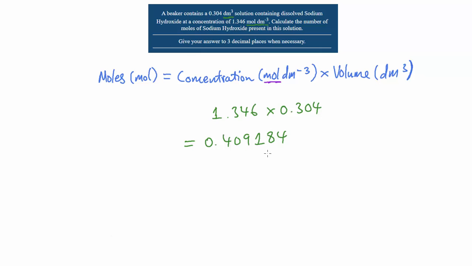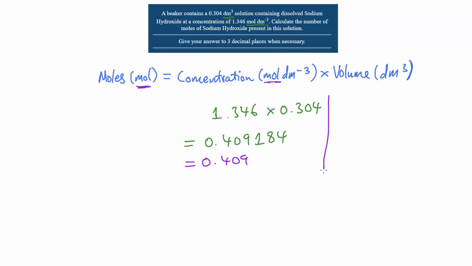Part of what we do need to pay attention to is that the question asked us to give our answer to 3 decimal places. At the moment, we've got 6 decimal places, so we would need to round this. So it's equal to 0.409, and we would need to give our units for our answer. It's quite clear from this that our units are moles.